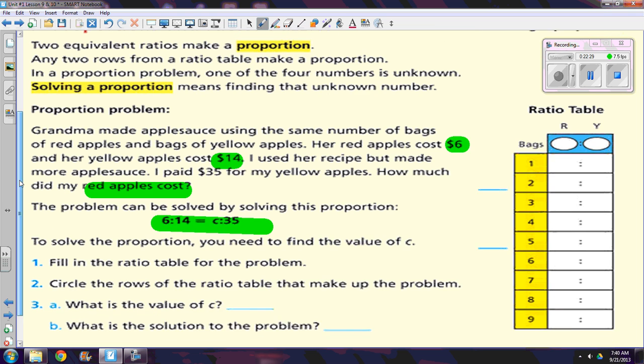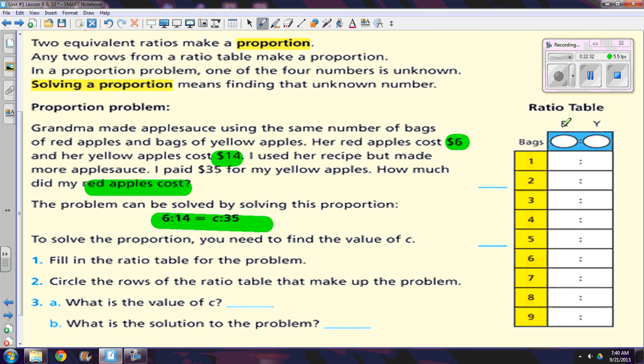So over on the right, you have your ratio table that will need to be completed. Here are your red apples, here are your yellow apples, 1 bag, 2 bags, 3 bags, 4 bags, and so on. Fill in the ratio table for the problem. Circle the rows of the ratio table that make up the problem. So you're going to be looking for the 6 to 14, 6 to 35, or C to 35. What is the value of C? What is the solution to the problem? That's what we're going to be working on.